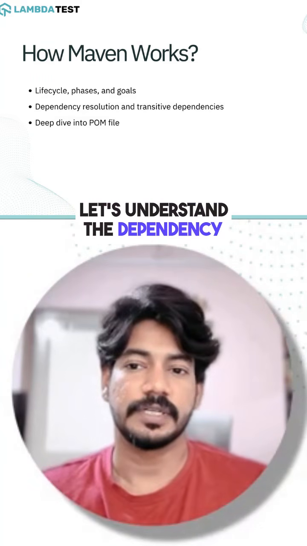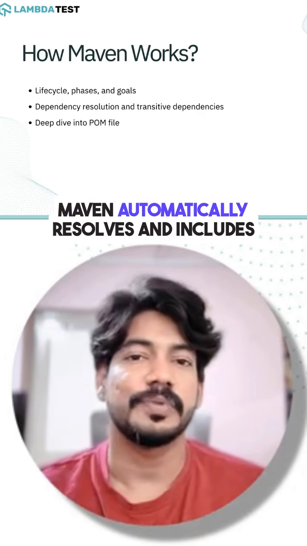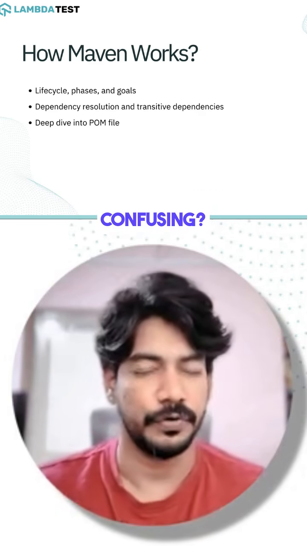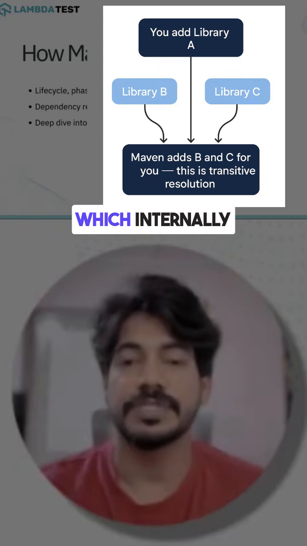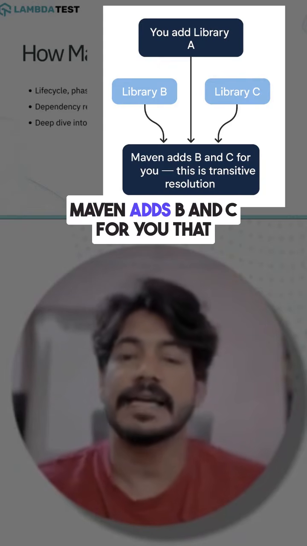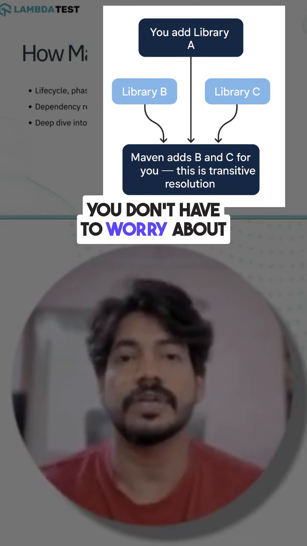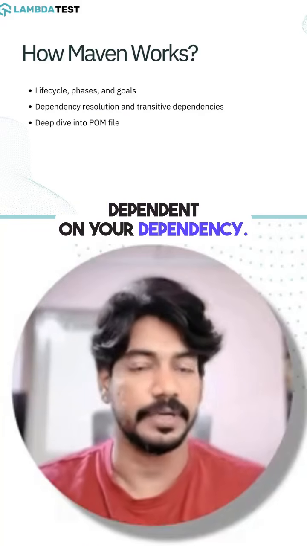Let's understand the dependency resolution and transitive dependencies. Maven automatically resolves and includes the dependencies of your dependencies. Confusing? Let me clear with an example. Let's say you are adding a library A which internally calls the library of B and C. Maven adds B and C for you. This is transitive resolution. You don't have to worry about the inner dependencies which are dependent on your dependency.